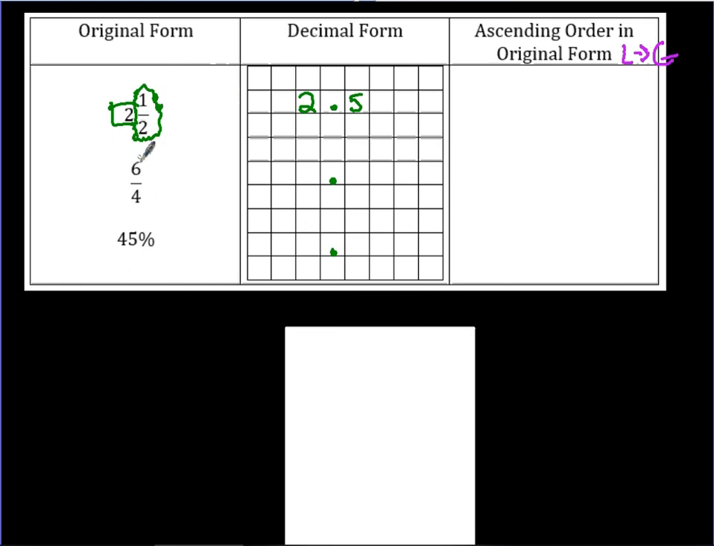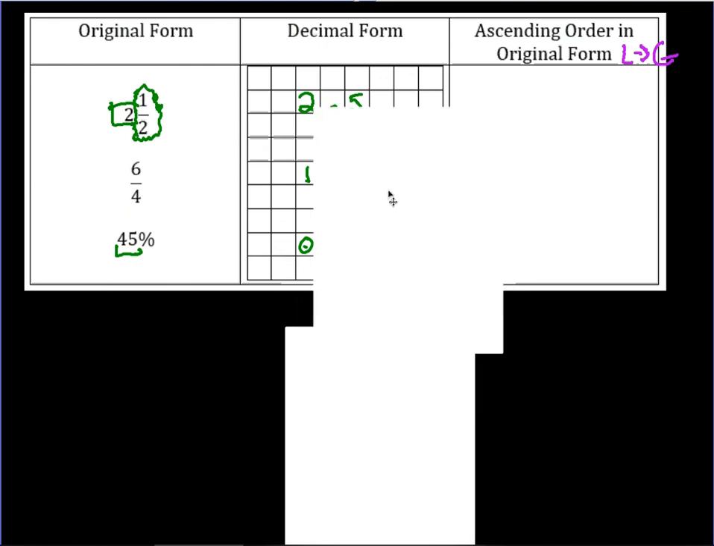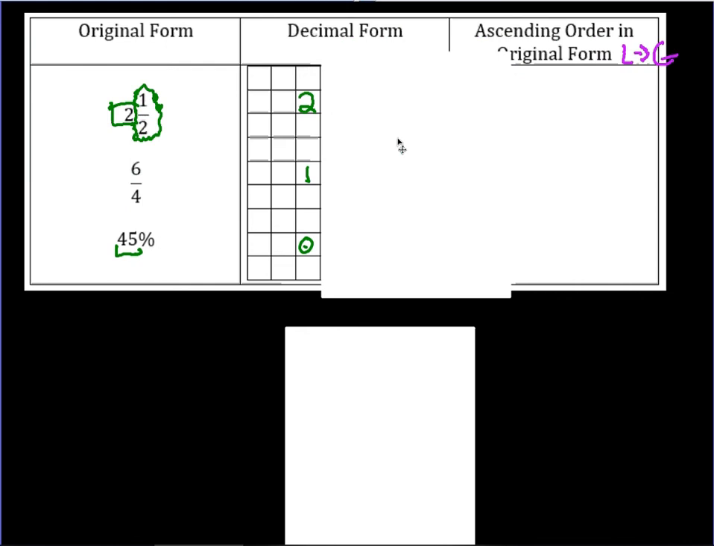For that next one, I have 6/4. So I divide 6 by 4. This is going to be 1 and 1/2, which is 1.5. And very simply, I have my 45%. So I do 45 divided by 100, so it's going to be 0.45. All right, you guys are getting the hang of this. Keep it simple for yourself. Again, line up your columns.